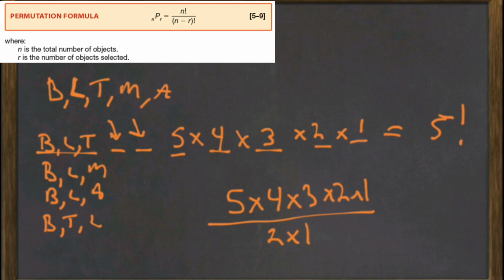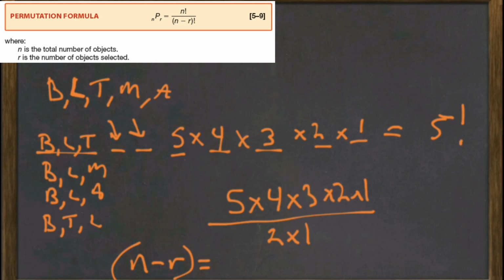Okay, how do we find 2 times 1? Well, it's the number of objects we didn't select. Another way to think about that is the total number minus the number selected, or n minus r. This is equal to the number that we didn't select. Okay, in our case, that's 2. We didn't choose the last 2 options.